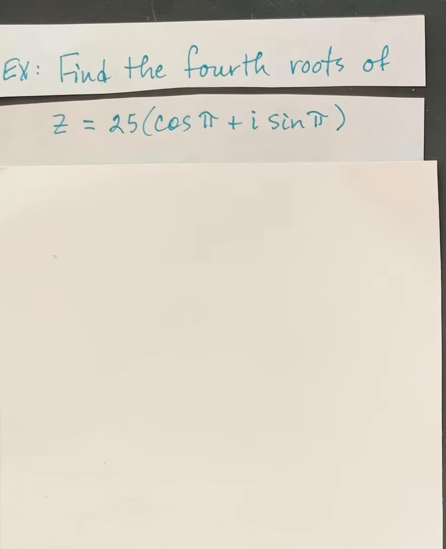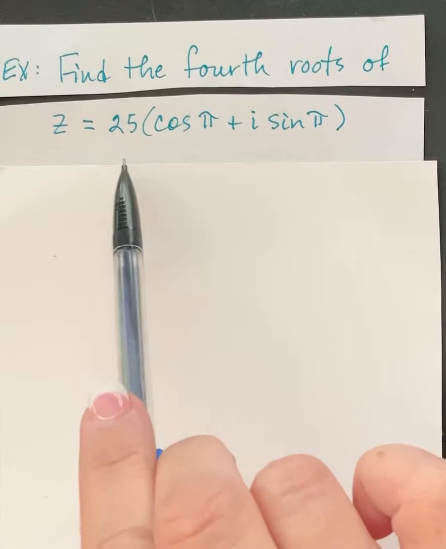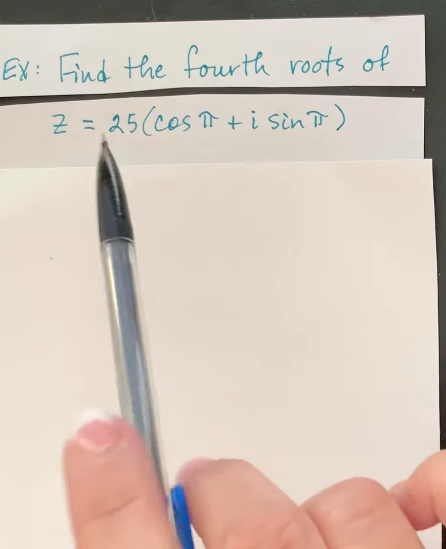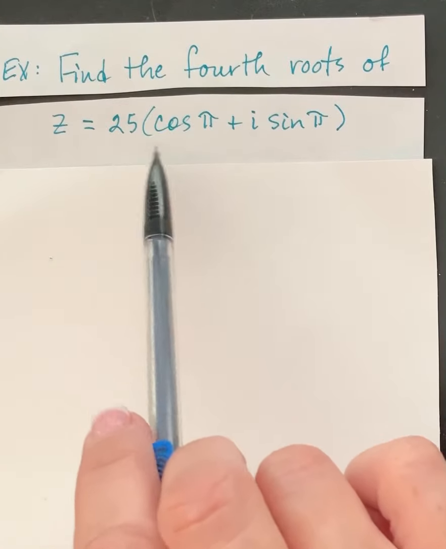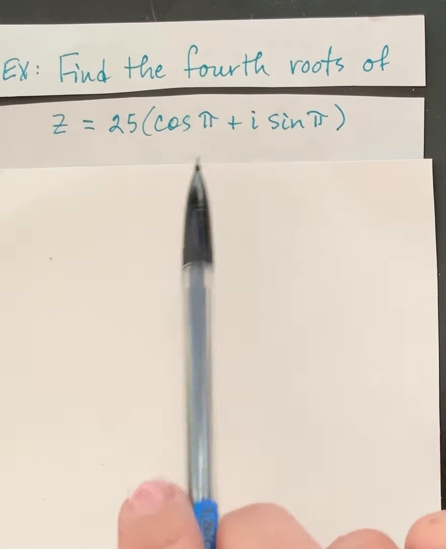Okay, in this video we're going to do another problem where we're finding roots, and the complex number will be in trig form. All right, find the fourth roots of z, which equals 25 times the cosine of pi plus i times the sine of pi.